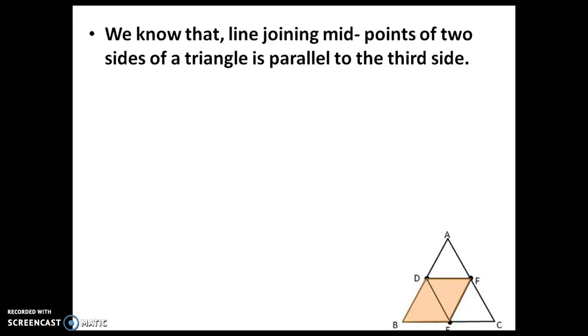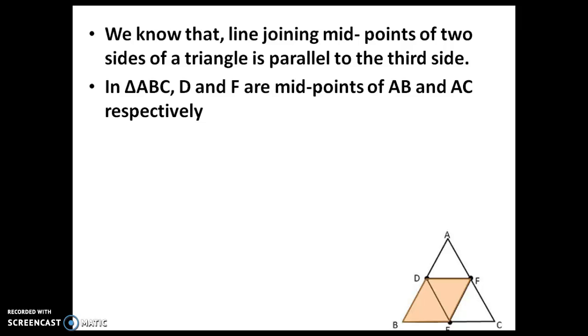First step, we know that the line joining the midpoints of two sides of a triangle is parallel to the third side. Suppose these two are midpoints of two sides: D is the midpoint of AB and E is the midpoint of BC. If you join these two points, it will be parallel to the third side. This is one side, this is the second side, this is the third side. So this line which is drawn will be parallel to the third side. We already know this.